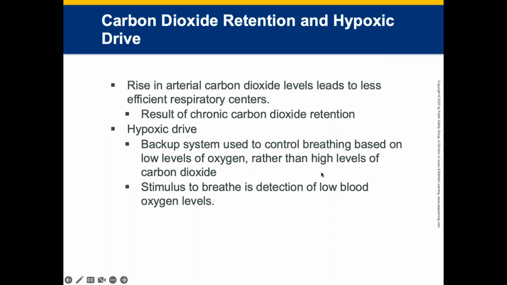Now, with a hypoxic drive, the brain gradually accommodates high levels of carbon dioxide and uses a backup system to control breathing based on low levels of oxygen rather than high levels of carbon dioxide. That's what our hypoxic drive does. This stimulus to breathe is detection of low blood oxygen levels. So if the arterial level of oxygen is increased, there is less stimulus to breathe, right? If we have an SpO2 of 100%, are we going to breathe 40 times a minute?